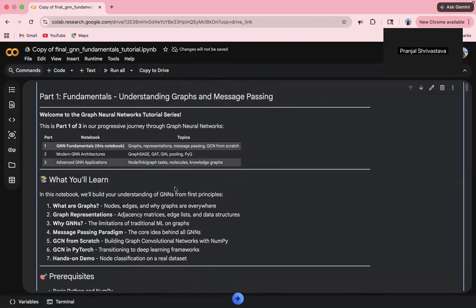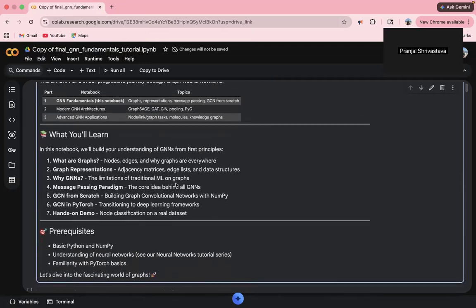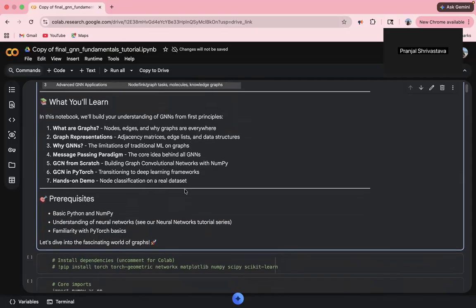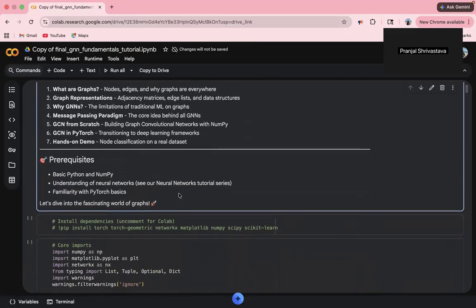This is part 1 of 3. We'll build everything from scratch, starting with what a graph is and ending with a working graph convolutional network trained on a real social network dataset.